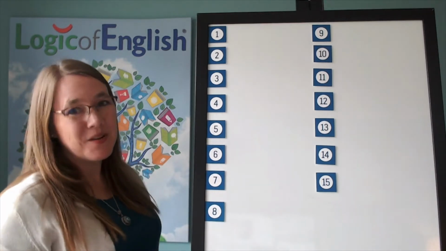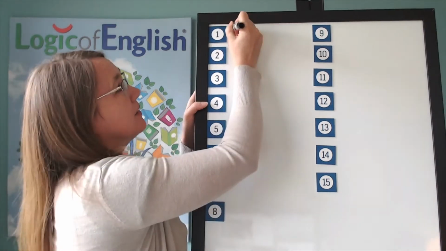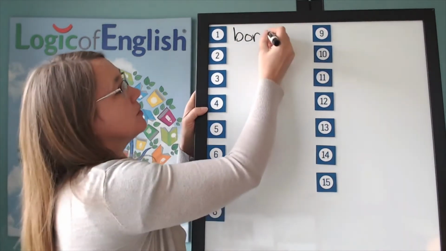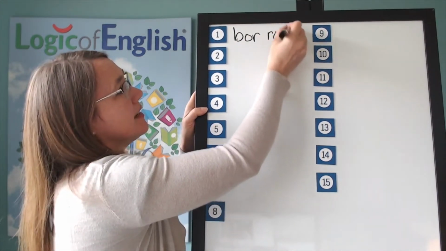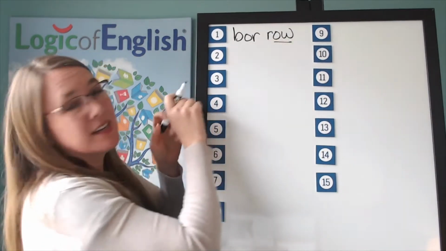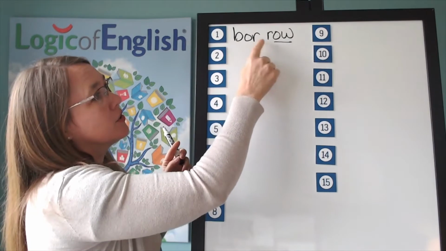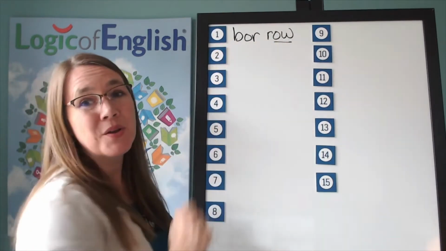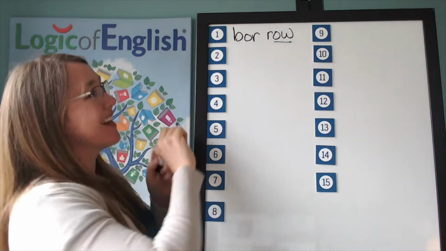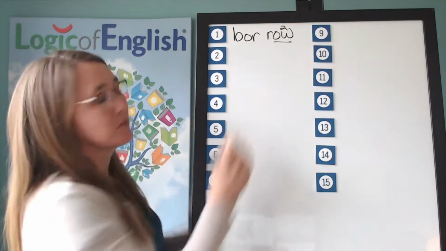Excellent. Now help me to write it. The first syllable is bar. B-a-r. The second syllable is row. O. And how will we mark it? We'll underline the O. Let's read it. B-a-r-o. Borrow. What sound of ow-o, by the way, do we hear? That's right. It's the second, so we'll put a 2 over it.